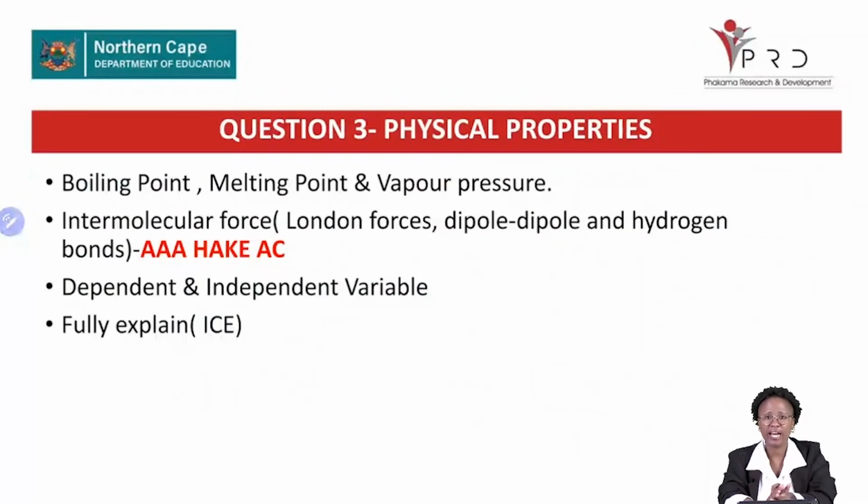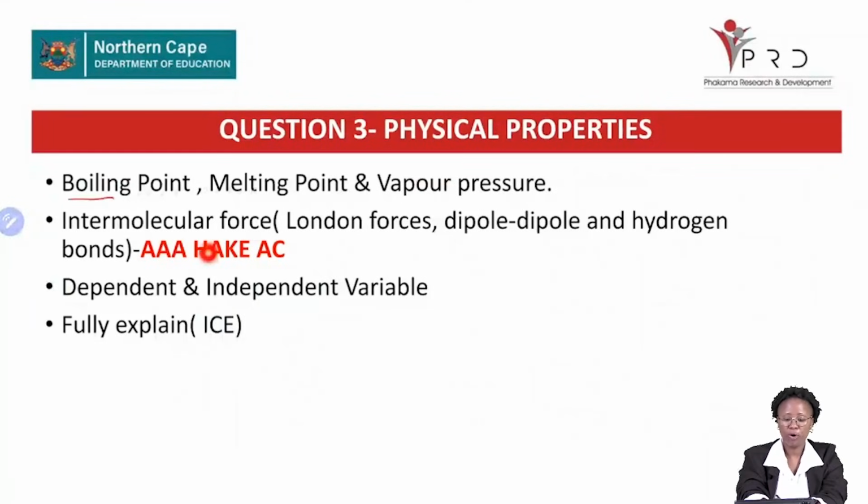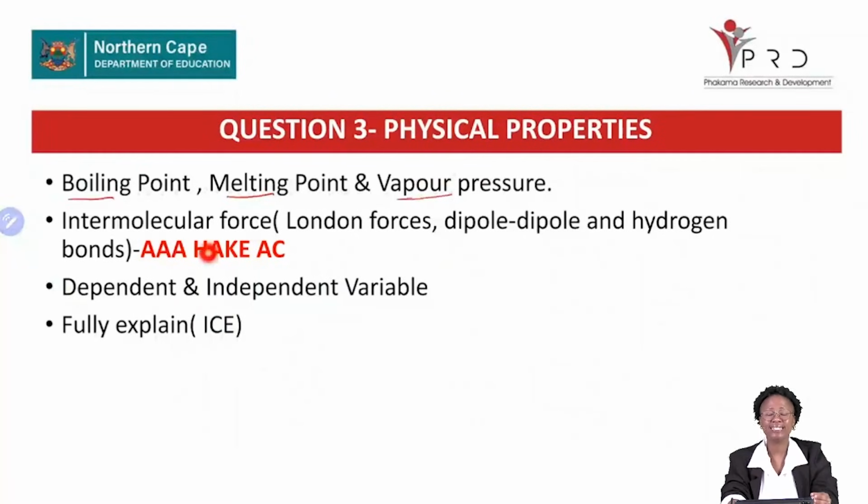Guys, we have come to the end of question 2. We are quickly going to move on to question 3. In question 3, we are dealing with the physical properties of organic compounds, which are 3. There are 3 physical properties of organic compounds that you need to remember, and you also need to be able to define them: boiling point, melting point, and vapor pressure. Guys, please go look at the definitions according to our exam guideline. And repeat, it is the 2021 exam guideline that we are working with.